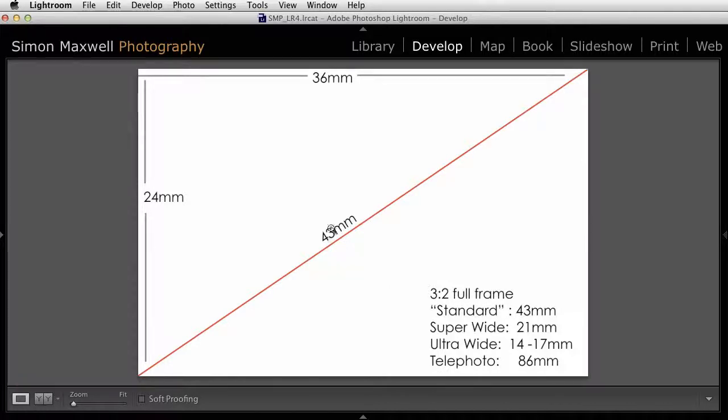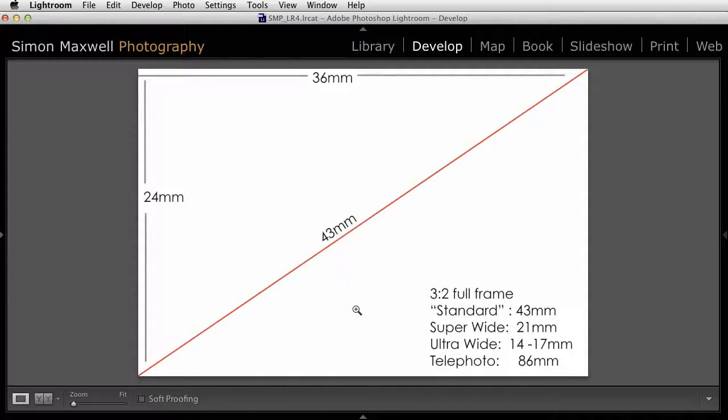Well, working with a full frame sensor, we know that it's 36mm long by 24 short, and the really critical dimension to take note of is what the diagonal measurement of your sensor is. And on a full frame sensor, that comes out at 43mm. And what that means is that a 43mm lens will give a fairly standard perspective when you're shooting a subject. So for a natural looking perspective that kind of matches what your eyes see, a standard lens on a full frame sensor is nominally 43mm.